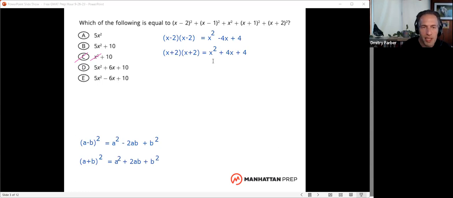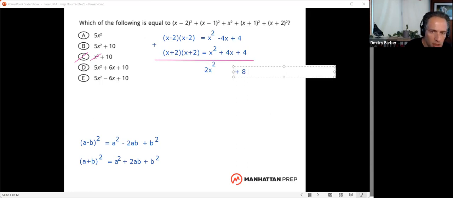Okay, so when I put these together, what happens? Add these up. We already predicted what was going to happen with the x squareds. They're going to add up. We're going to end up with 5 of those. So I can kind of ignore that, but I do get 2x squareds here. Those add up. The 4x and the negative 4x, poof, they're gone. And the numerical terms add up. We just get 8. So we can see that we're going to have some x's cancel, whereas our numbers add up. What answer does that suggest to you? It's probably going to be right.